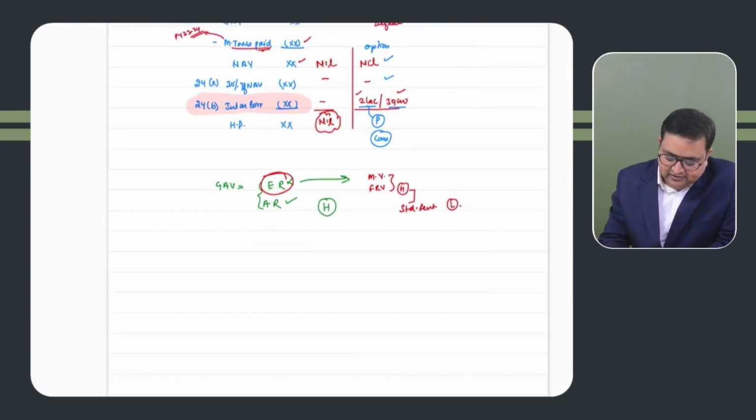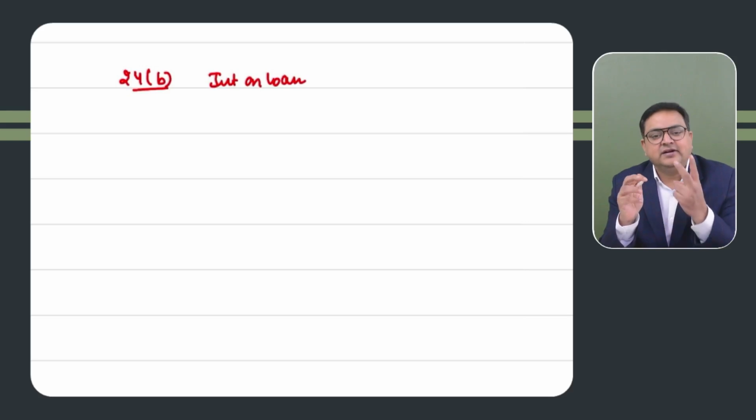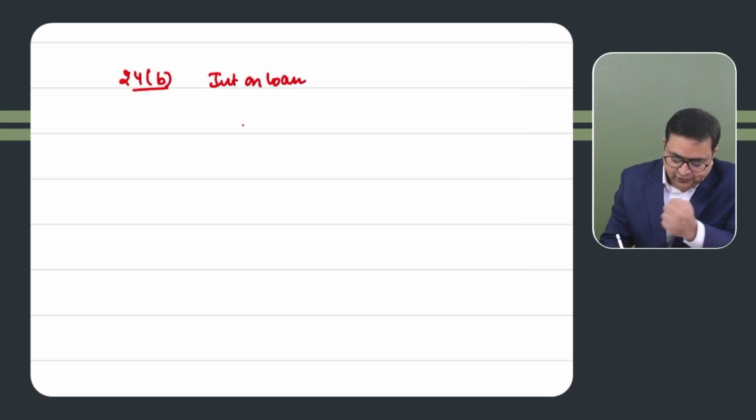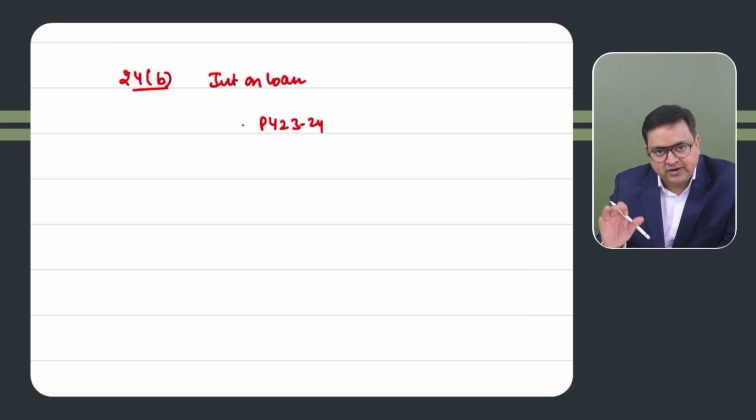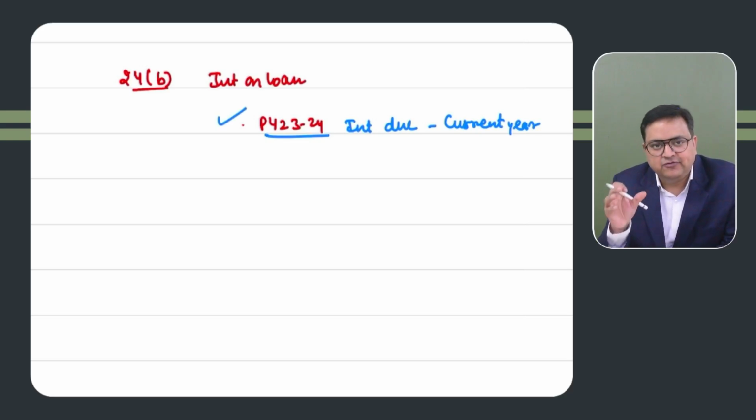Now let us focus more on this interest on borrowing, 24B. This is the deduction on interest on loan. How will you get this deduction? This interest comprises two things. First of all, your previous year 23-24, this is your year for our examinations, January 25. Whatever is the interest which is due during this period, that is the current year interest. So 24B is first of all the current year interest.